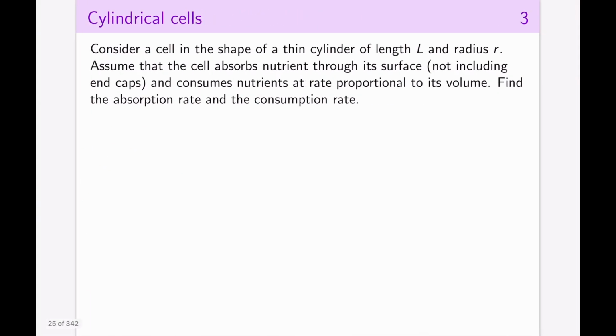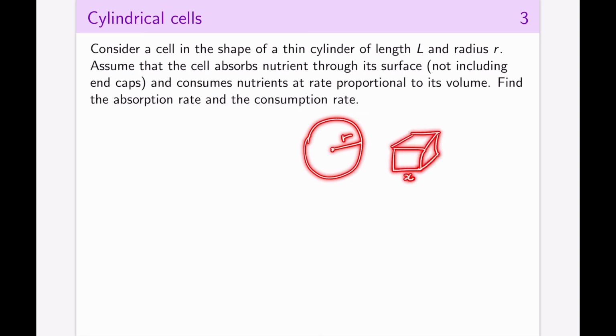Let's take a look at yet another different shape of a cell, cylindrical cells. So we're going to consider a cell in the shape of a thin cylinder of length L and radius R. Notice that here, for the first time, we actually have two characteristic measurements. In terms of a sphere, we only had one, which was radius. In terms of a cube, we only had one, which was the length of the side. When it comes to a cylinder, we need to know both its length and its radius.